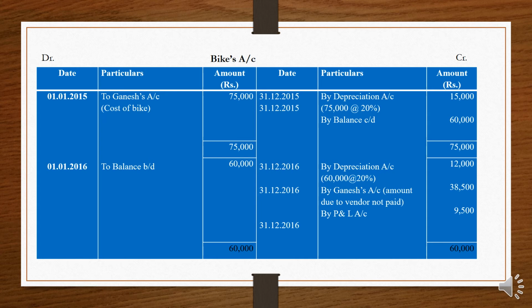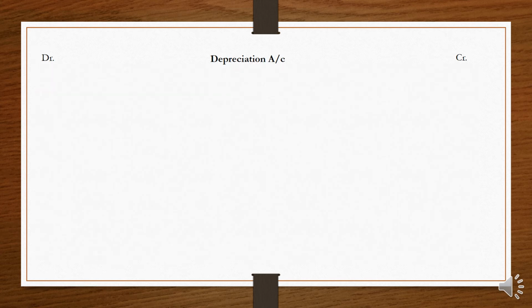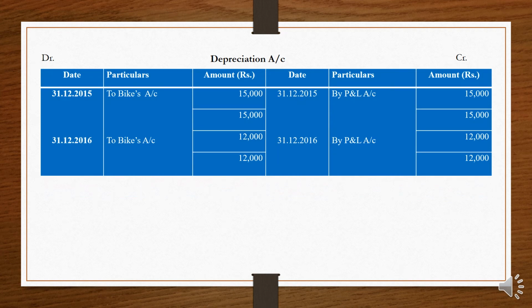Okay, now let us discuss the next books of hire purchaser, the depreciation account. At the end of the first year we charged the depreciation. So depreciation account debtor to the asset account 15,000, and then on the same date we transferred that to profit and loss account by passing a journal entry, profit and loss account debtor to depreciation account. Again at the end of the second year we pass a journal entry, depreciation account debtor to assets account or bikes account. So to bikes account 12,000, and on the same date this depreciation is to be transferred to profit and loss account. For that we pass a journal entry, profit and loss account debtor to depreciation account.